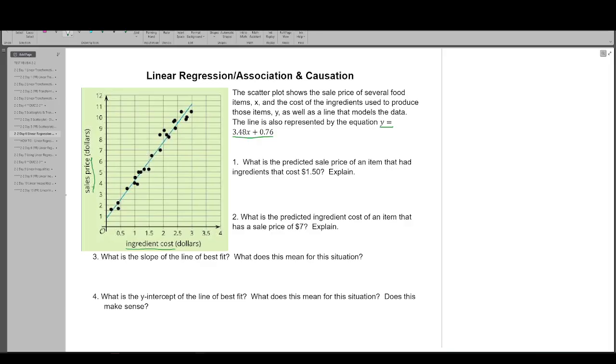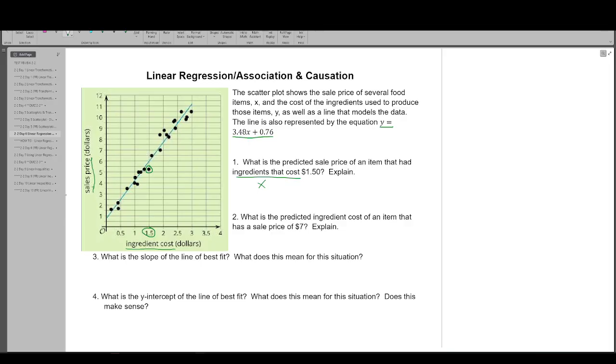First of all, what is the predicted sale price of an item that had ingredients that cost $1.50? This tells us we're looking at x because that's ingredient cost. So we go to 1.5 on the x and we scan up, and the first thing we find is this black dot. The really important thing to get down with trend lines or line of best fit is that once we've drawn this blue line, the black dots have zero value.